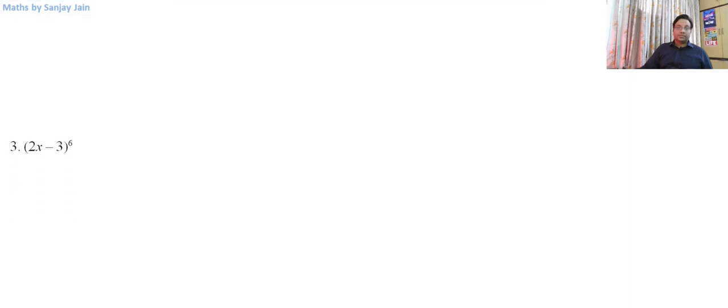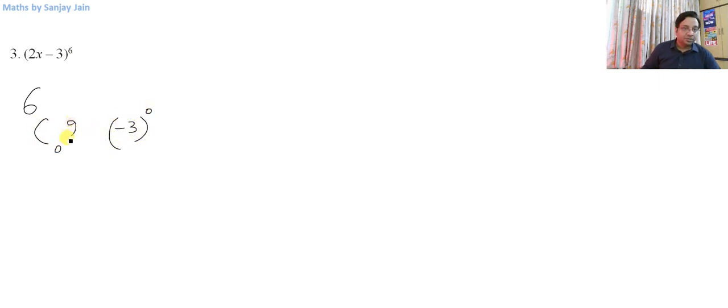This is the next expansion, which also looks very elementary or very simple. It is raised to the 6th power. So I'll start with 6c0, minus 3 raised to power 0, 2x raised to power 6, right? Because the sum of these exponents is going to be 6.